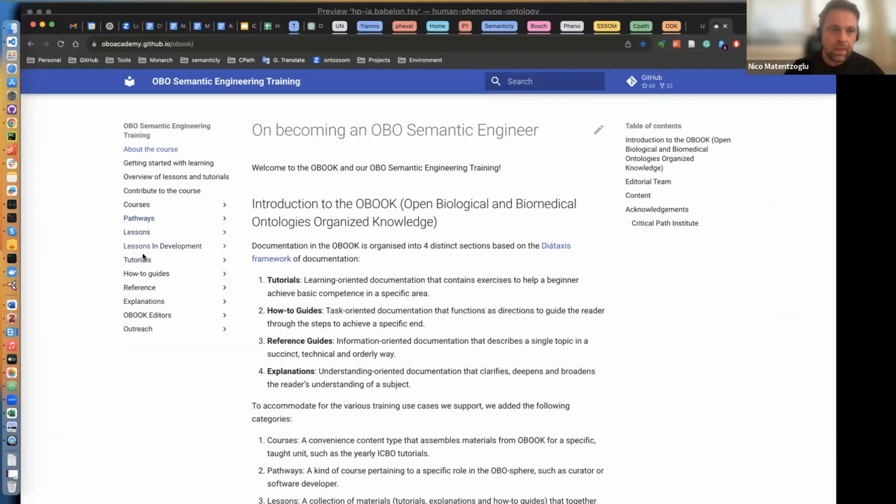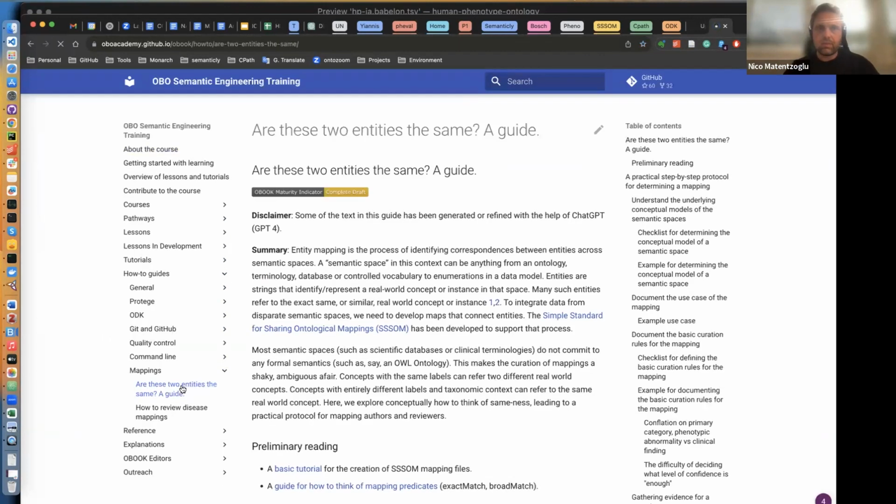Welcome everyone, first again. Today we are going to talk a little bit more about mappings. So the lesson we are going to talk about is in the section of how-to guides and mappings, and is this one, which is currently called "Are These Two Entities the Same?" But I think we can find a little bit more fitting title later on.